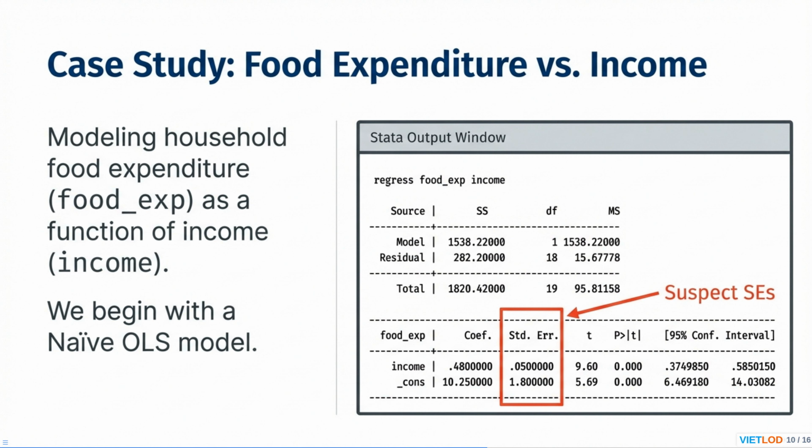Let's look at a concrete case study, modeling household food expenditure as a function of income. We start with what we call a naive OLS model. On the right, you see the standard Stata regression output. While the coefficients look straightforward, notice the highlighted standard errors.